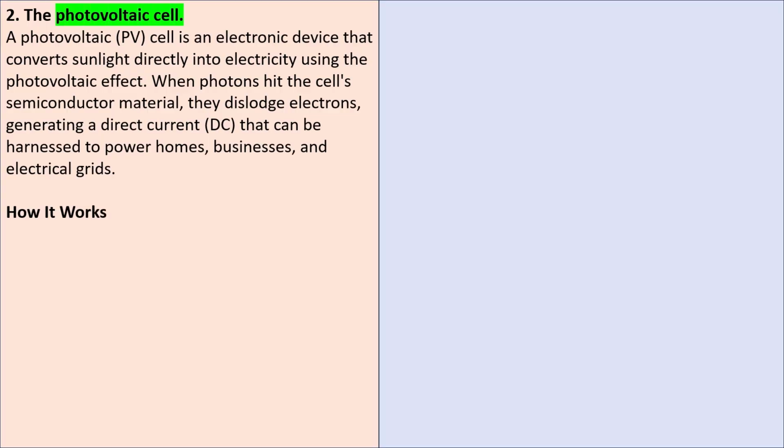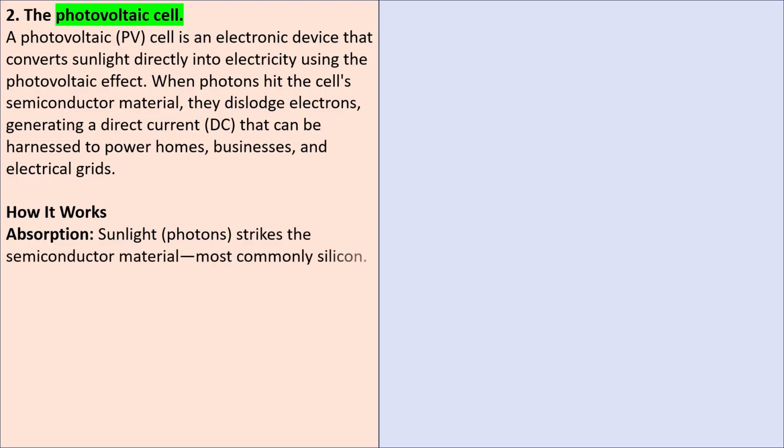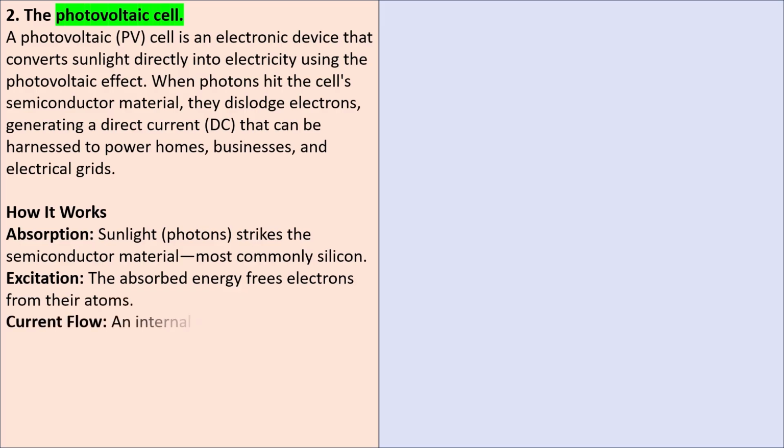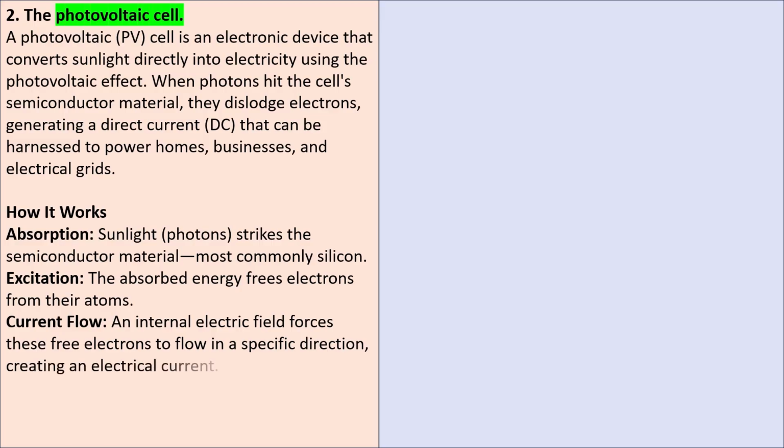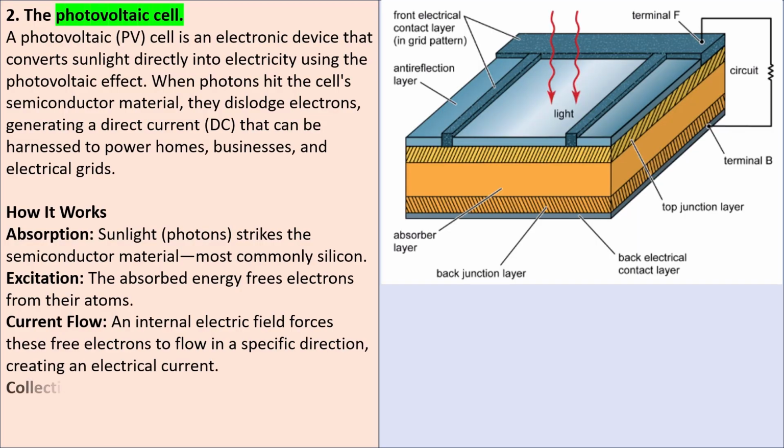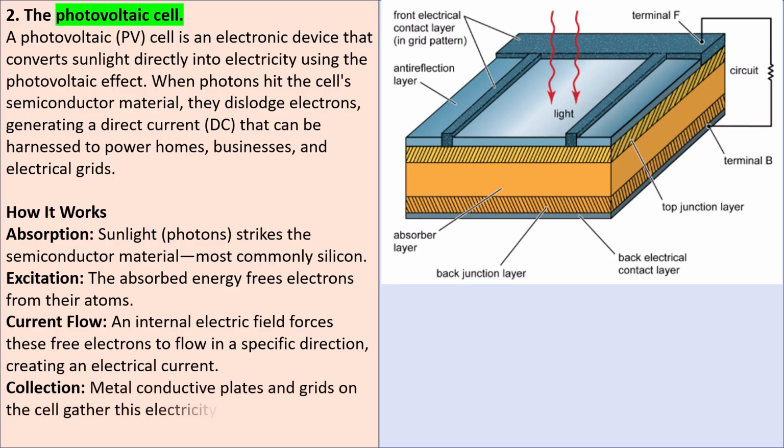How it works. Absorption. Sunlight photons strike the semiconductor material, most commonly silicon. Excitation. The absorbed energy frees electrons from their atoms. Current flow. An internal electric field forces these free electrons to flow in a specific direction, creating an electrical current. Collection. Metal conductive plates and grids on the cell gather this electricity and route it out to an external circuit.